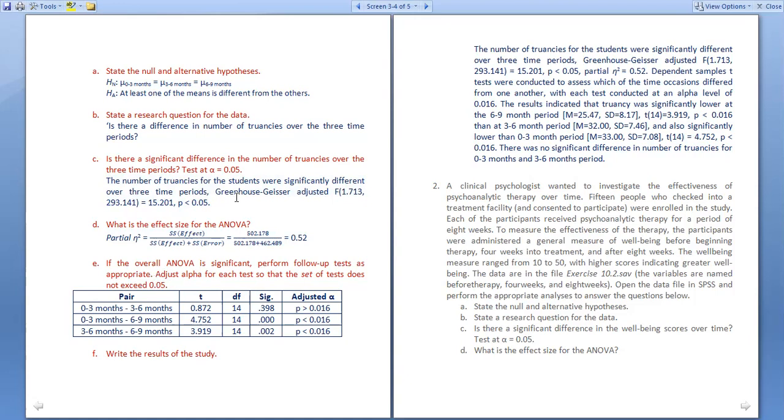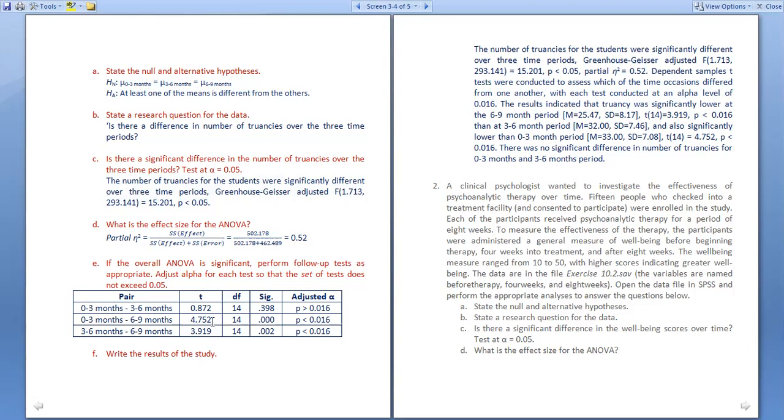Now, since you can see the Greenhouse-Geisser adjusted F was coming to 15.201, which means the p was significant, because it was less than 0.05. So we conducted another test known as the paired sample t-test, where we had 3 pairs: the first 3 months to the next 3 months, then the first 3 months to the last 3 months, and then the second 3 months to the last 3 months. So this is how the 3 pairs were created.